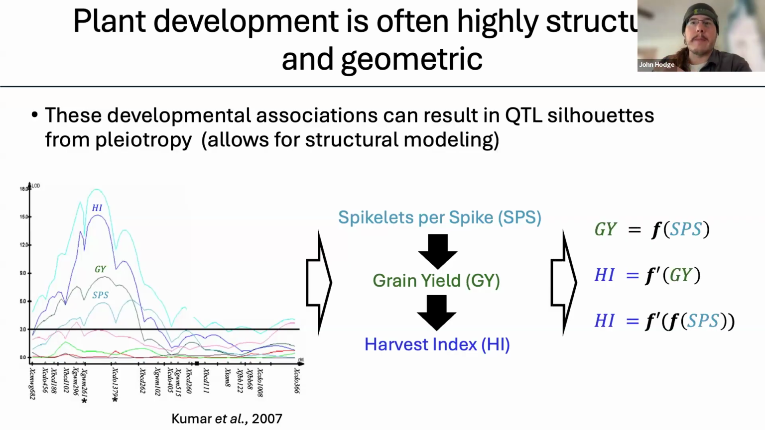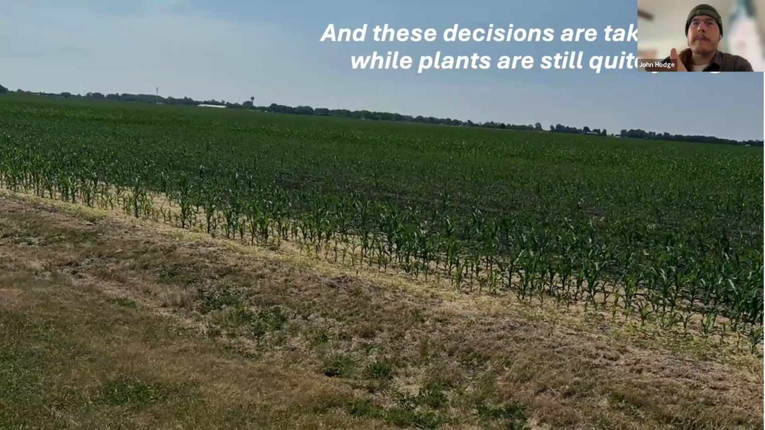And if you like to think about function value trait modeling, you can start to think about how these things could actually become functions of one another. And while all of this is taking place, it's usually probably the most boring time of the season for a lot of people, where you're looking out and your plants don't really look like they've done too much, but they're actively making a lot of decisions in very rapid order.